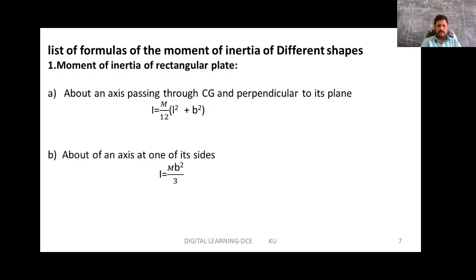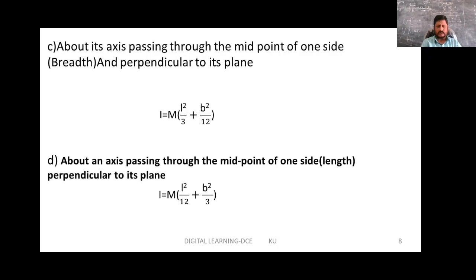Here is a list of formulas for the moment of inertia of different bodies and of different shapes. The moment of inertia of a rectangular plate is given by I equals m divided by 12 into L square plus b square, and about an axis at one of its sides it is given by I equals mb square over 3, where m equals mass, L equals length, b equals breadth.